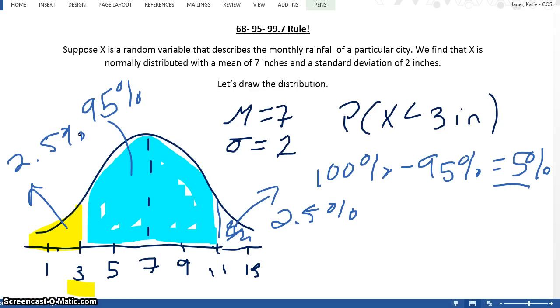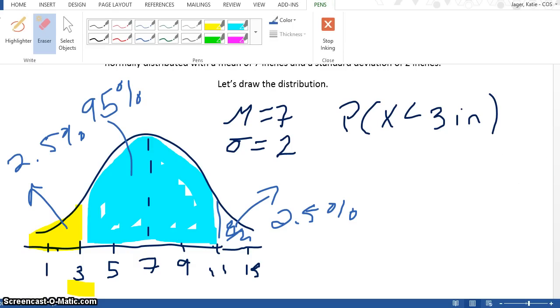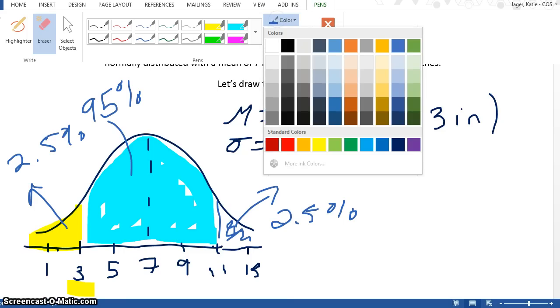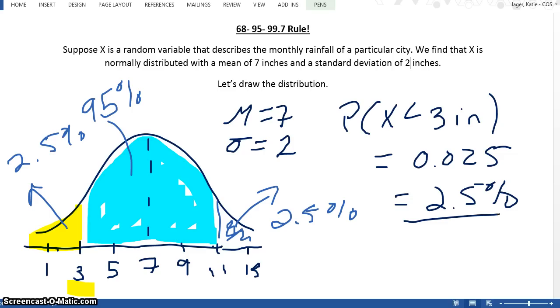By using the 68, 95, 99.7 rule, we can easily see that the probability of x, which describes the monthly rainfall of a particular city, being less than 3 inches is simply equal to 0.025, or 2.5%. So that's a short way that we can use the 68, 95, 99.7 rule to do a probability problem.